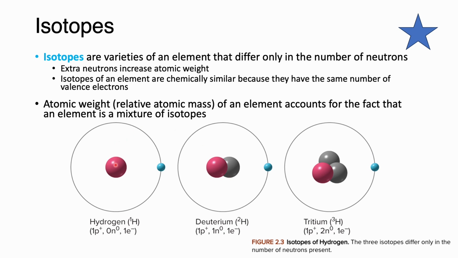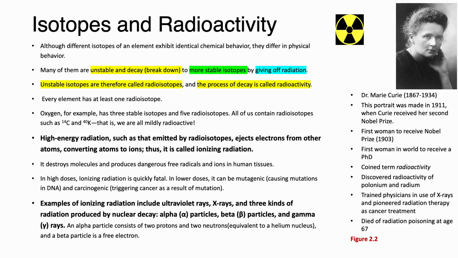would be 1. And here we have tritium, another isotope of hydrogen, where we have our proton and 2 neutrons and 1 orbiting electron. So the atomic weight here would be 1 plus 1 plus 1, which is 3. So that is what an isotope is. Do you need to know what an isotope is? Yes. So here we have some special isotopes.